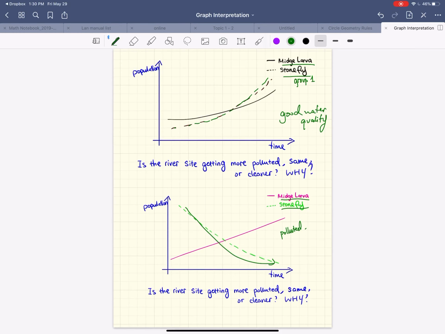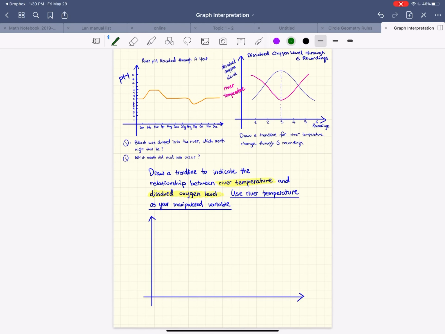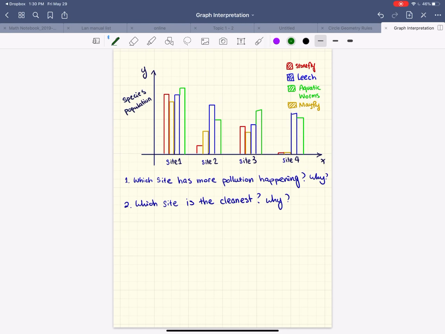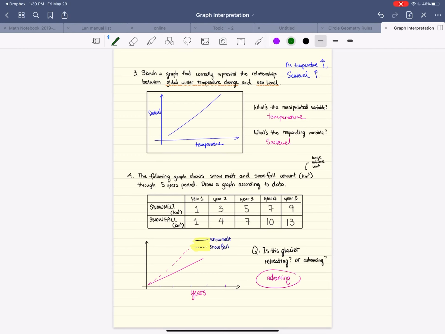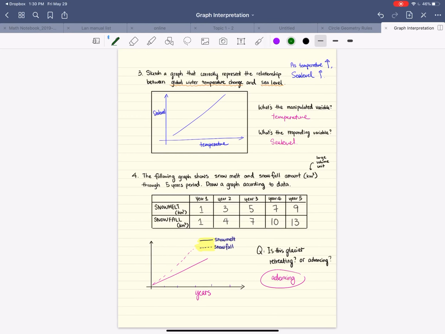Okay, so for graphs like this, as long as you know the relationship between them, as time goes by or as the x-axis changes, how y responds to it, you can interpret the graph really nicely. Okay, so these ones I think you already know. Okay, so that's it for the graphing part of the lesson.